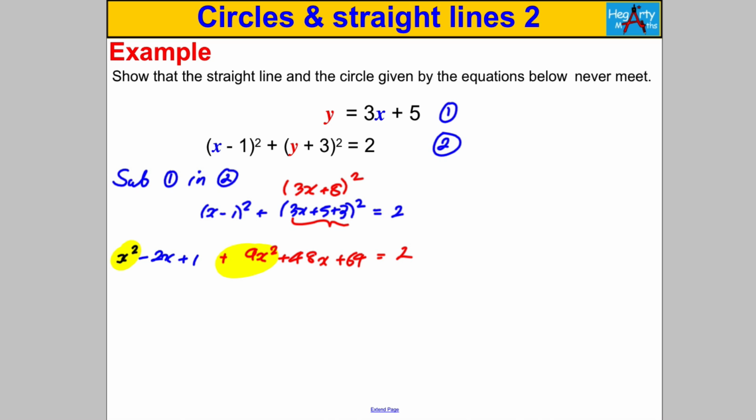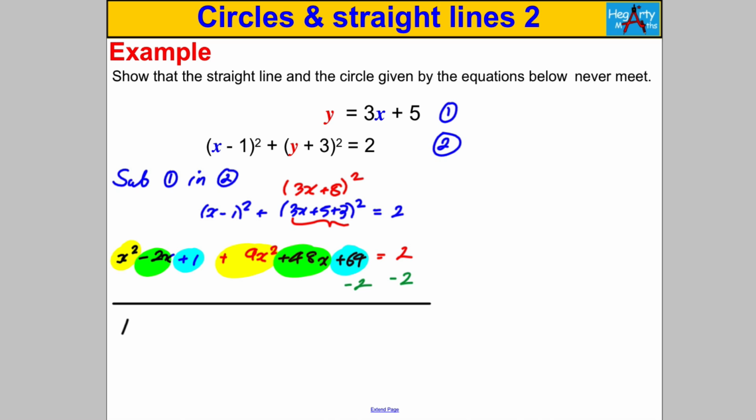x squared add 9x squared is going to be 10x squared. Negative 2x add 48x is going to be positive 46x. Here you've got a positive 1, you've got a positive 64, and if you don't mind, I'm going to also subtract 2 from both sides, just to make the quadratic equal 0. So I'm going to have myself 10x squared add 46x, then 1 add 64 is 65, but then take away 2 is add 63 equals 0. a in this case is 10, b in this case is 46, c in this case is 63, and we can work out b squared subtract 4ac.